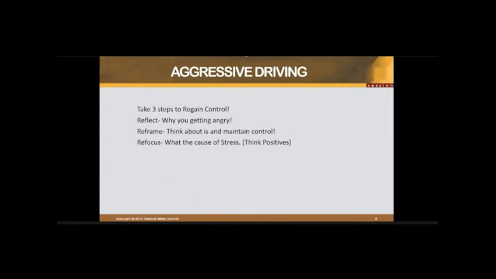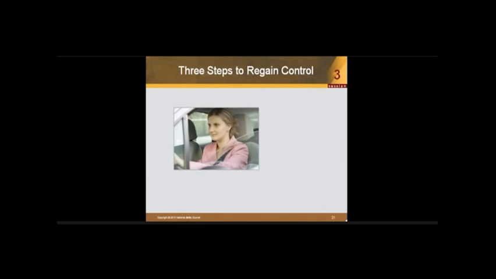If you find that you are beginning to be aggravated or choosing unsafe, aggressive behavior, try using these 3 steps in regaining control. The 3 R's. Reflect. Ask yourself, why am I getting angry? Is there really anything I can safely do to change this situation? Reframe. Think about the situation. What can I do that will help me maintain control? Refocus. Think about something else, not the situations that are causing you to have stress.